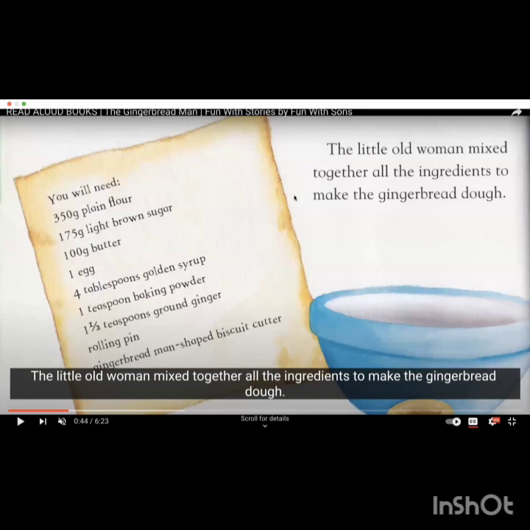Another goal you can target is categorization. You can sort story elements into categories such as characters, settings, and events. And you can discuss similarities and differences between characters or events in the story.